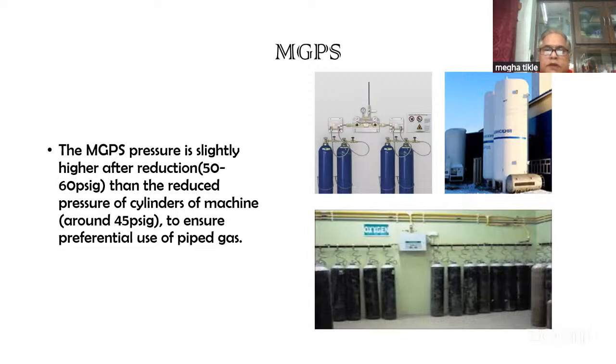Now this is the MGPS. As you can see, our figure is for nitrous oxide, and what you see just above the cylinder is the pressure reducing valve, and in between the two banks is the switching mechanism, so that once one bank is empty, the other one is automatically switched on. The same is true for oxygen in smaller hospitals. In our hospitals and bigger hospitals, generally we have liquid oxygen. The MGPS reduces pressure to around 50 to 60 psig, which is slightly higher than the regulator valve of the machine, which reduces it to 40 psig. This ensures that the piped gas is used preferentially and the one-way valve on the hanger yoke remains closed when the cylinder is empty, so that there is no transfer of gases into the cylinder.